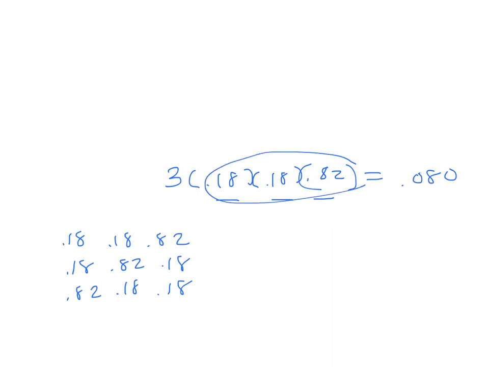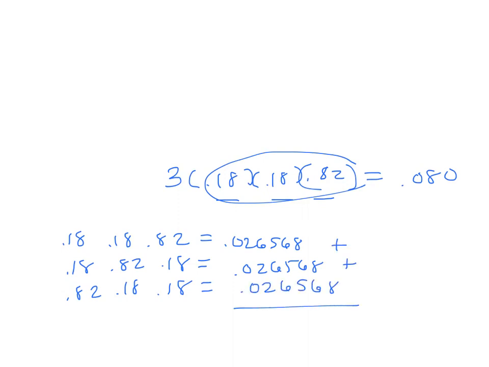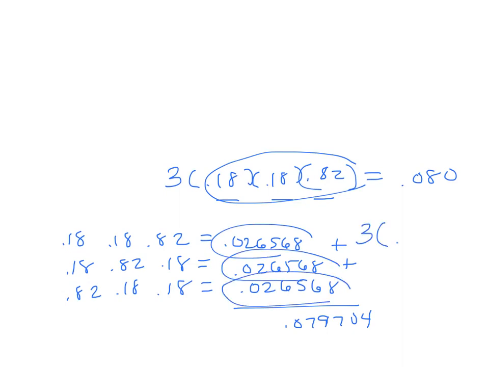Now why do they multiply by 3? Well, remember, each time I got the same answer. And because it was an or, I was adding those answers together to get my 0.079704. Well, a shortcut, if you're adding the same number multiple times, is to find the product. So if I don't want to type this number in 3 times and add it, I can just do 3 times 0.026568. Or they just did 3 times the product. Same thing, and you get the same answer.